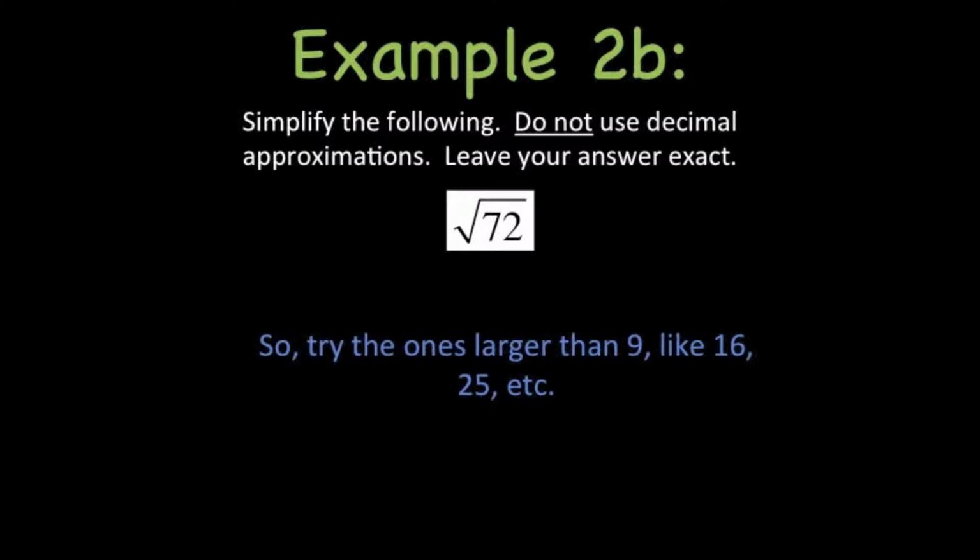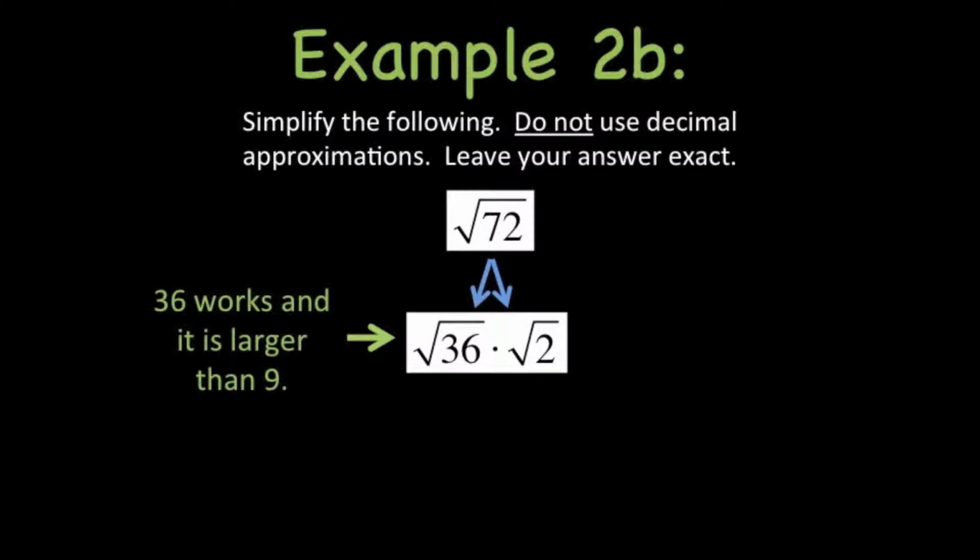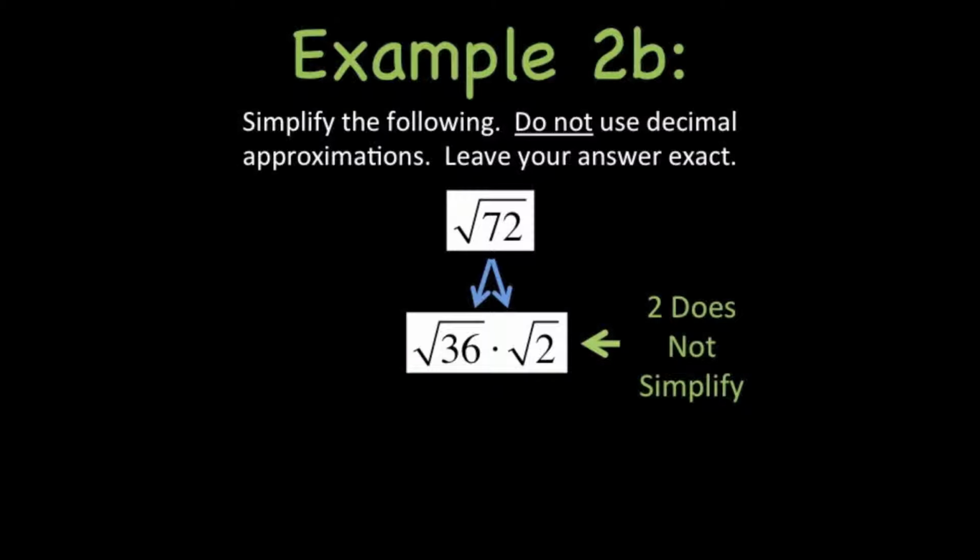16 is the next perfect square. It doesn't go into 72 evenly. So how about 36? Well, that's the one. 36 multiplied by 2 is equal to 72. And we know that 2 won't break down any further with perfect squares.